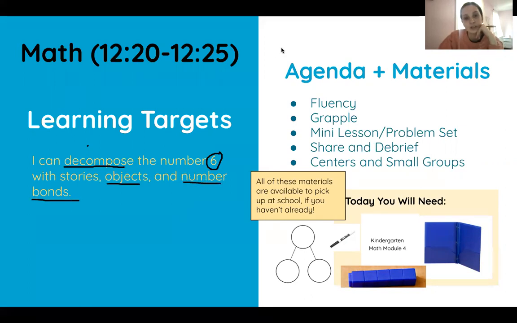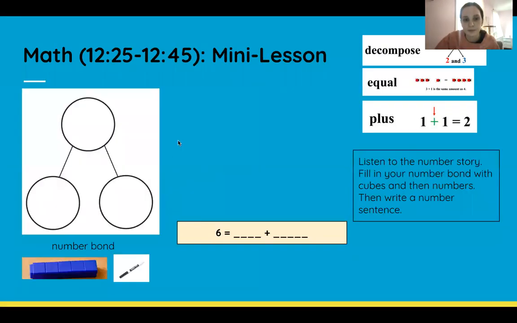Okay, so to get started with today's lesson, you are going to need your number bond template. Make sure that it's clear. Mine still has a couple numbers on it. And you're going to need your cubes, and you're going to need a marker. So take those materials out, and then we'll get started.